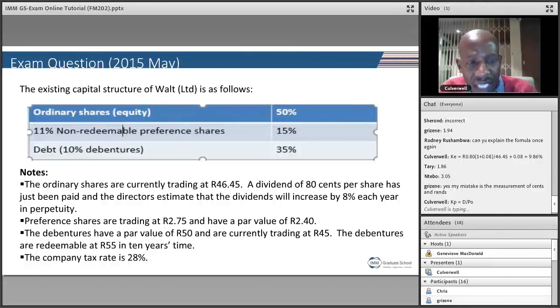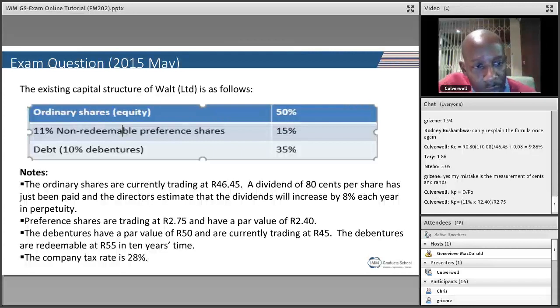So you say preference shares are trading at R2.75 and they've got a par value of R2.40. Only then would you then divide by the market price per share, and they have indicated that they are trading at R2.75. So you put your R2.75 as a denominator. That's how one was supposed to do this calculation.